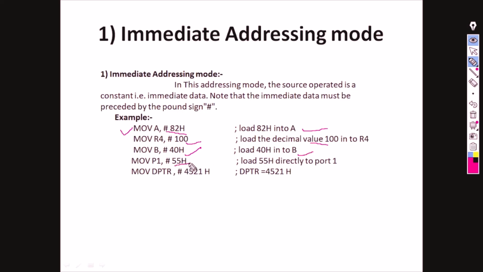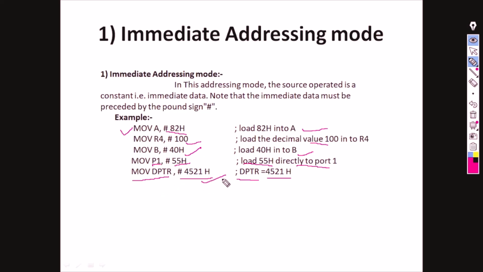MOV P1, #55H loads 55H directly into port P1. MOV DPTR, #4521H: in the DPTR register we want to store 4521H, so we use immediate addressing like this.